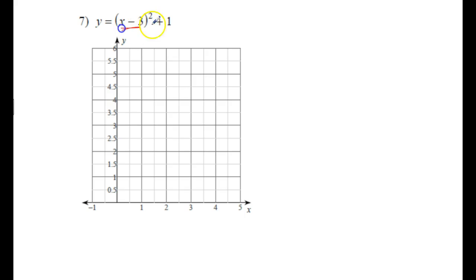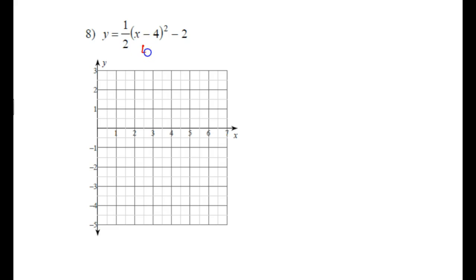This one is going to go 3 units to the right, so the vertex is 3, 1. And then over 1 up 1 on both sides, over 2 up 1, 2, 3, 4. And has nice symmetry.